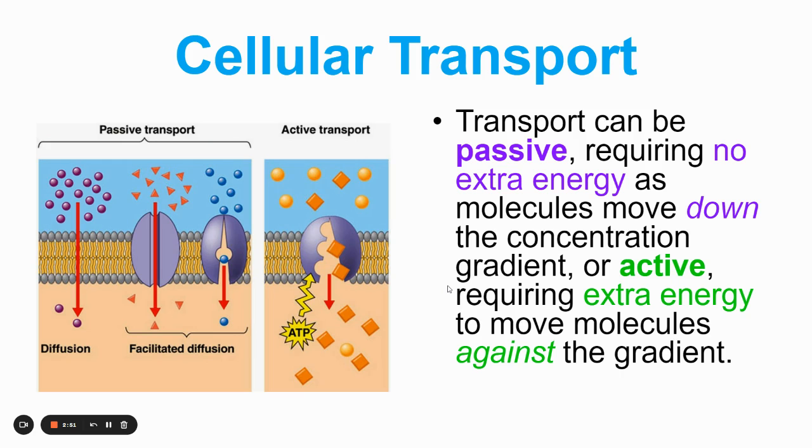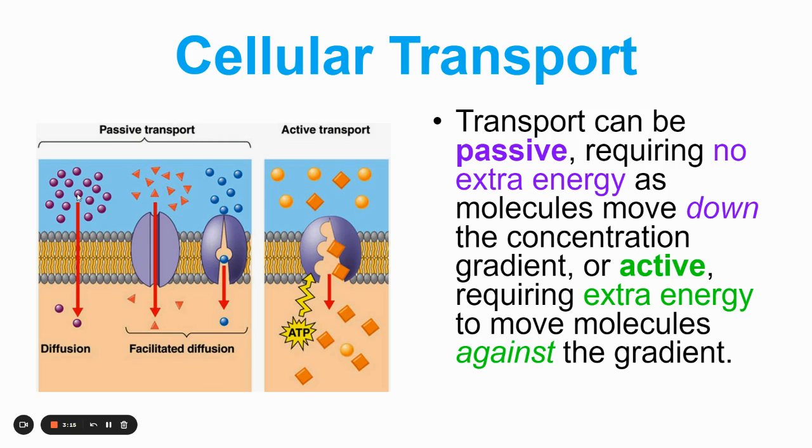All right, so just a recap, and then I'm going to go into the different types of passive and active transport more specifically. But just to remind you that things can move in and out of the cell passively, which means that they don't require any energy. Molecules are moving down the concentration gradient. What do I mean by that?